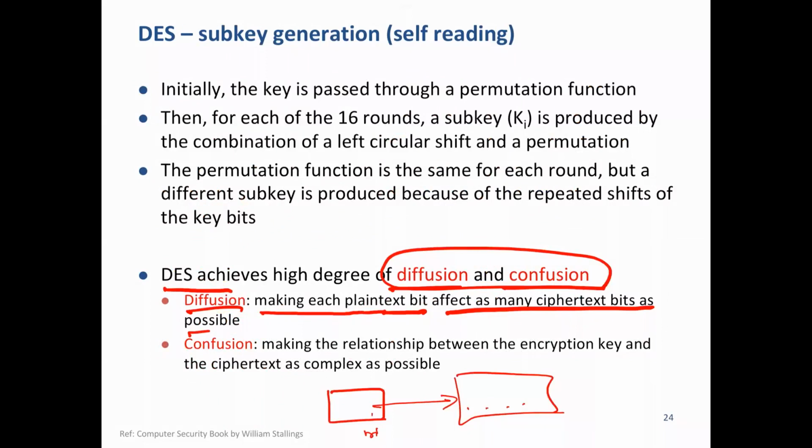And then all this should bring in confusion for somebody who is looking at a ciphertext. So confusion means making the relationship between the encryption key and the ciphertext as complex as possible. So looking at the ciphertext, one should not be able to make out what the key used for encryption can be. So these are the two things that we try to achieve.